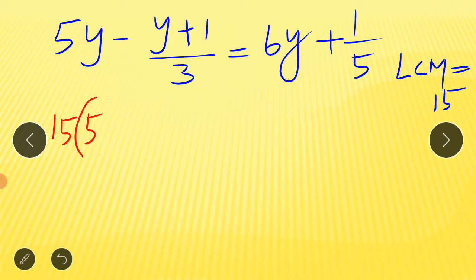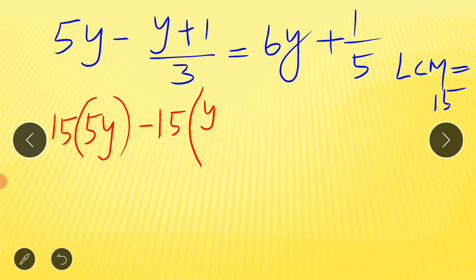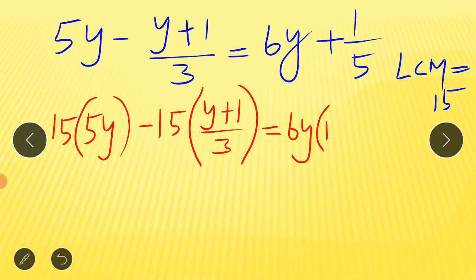15 into 5y. We can multiply directly, or let me write the step. 15 into 5y, here minus 15 into, because each term is to be multiplied by the LCM, so the LCM is 15, minus 15 into (y plus 1 by 3) equal to the other term 6y multiplied by 15, plus 1 by 5 multiplied by 15. Okay.